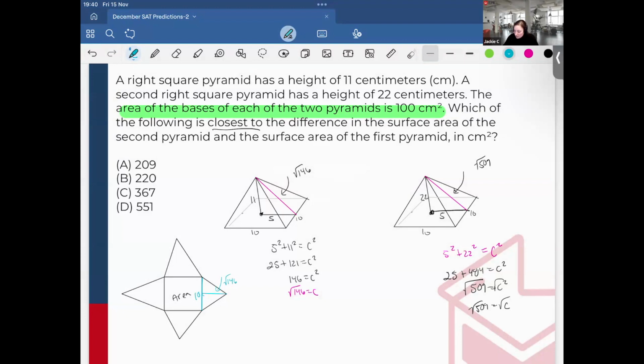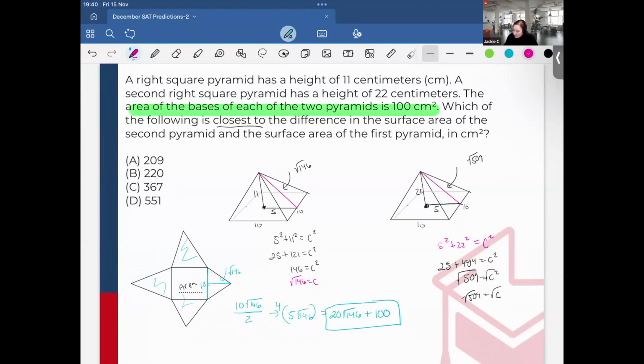So I would just do base times height divided by 2, which is 5 root 146. But then I need to multiply it by 4 because it's for all the four triangles. So this would be 20 root 146, and then plus the base area, which is 100. Okay, so we have our area for there.